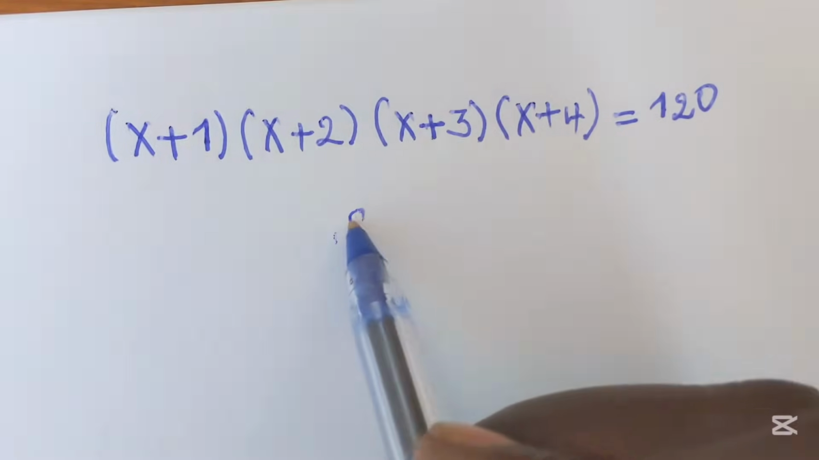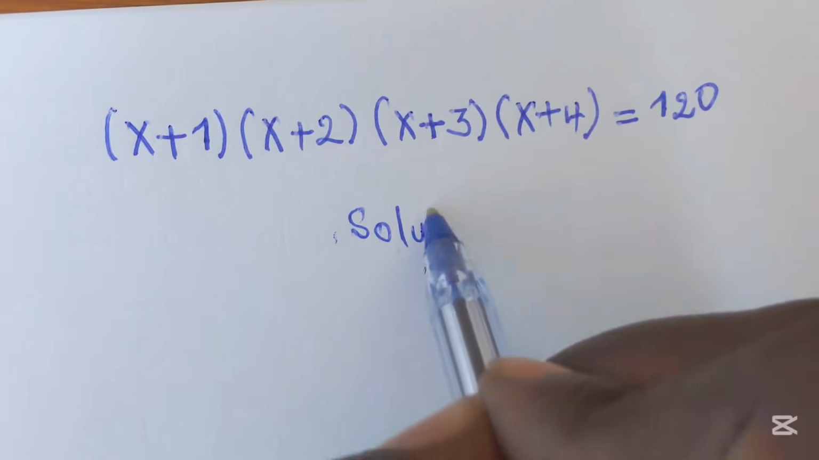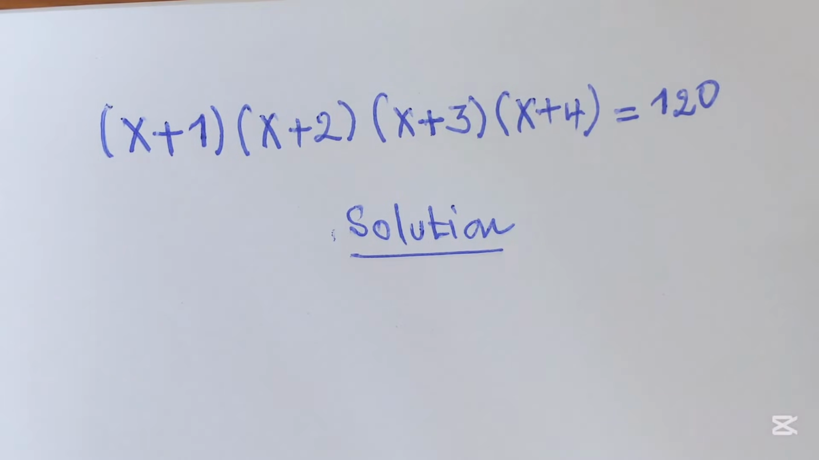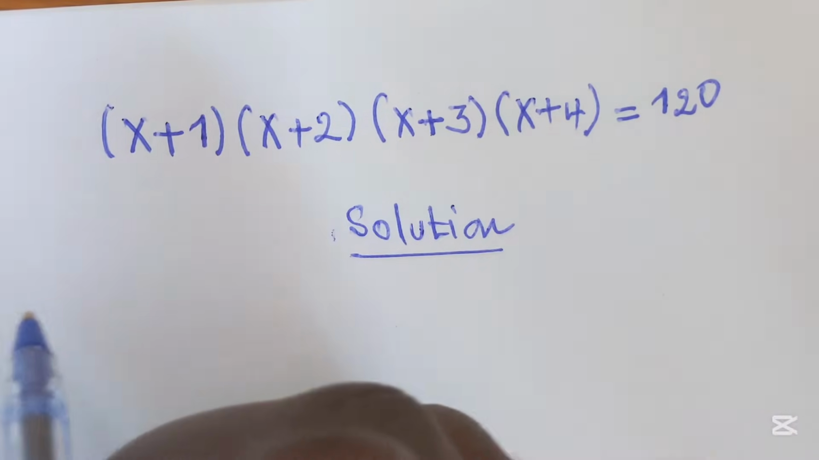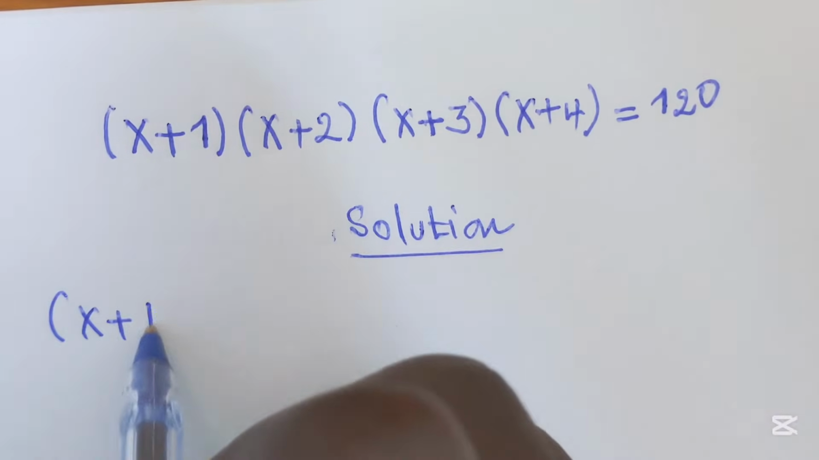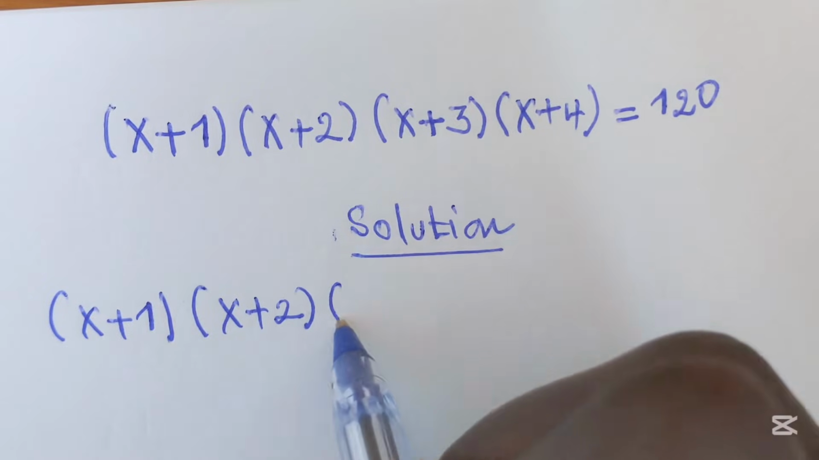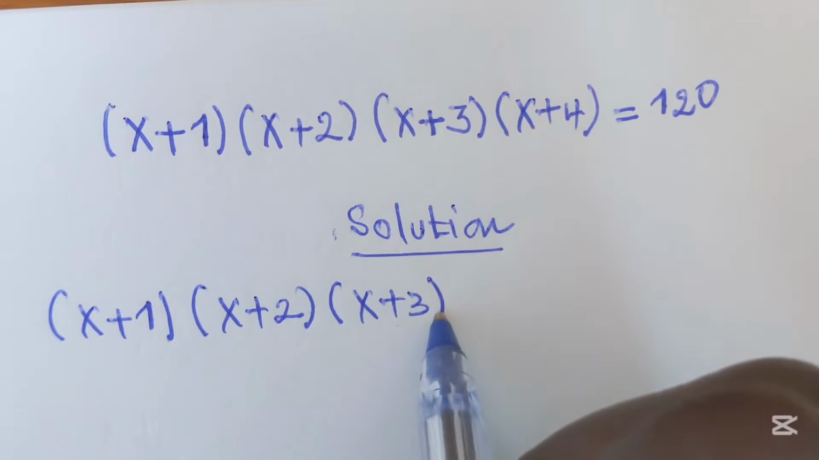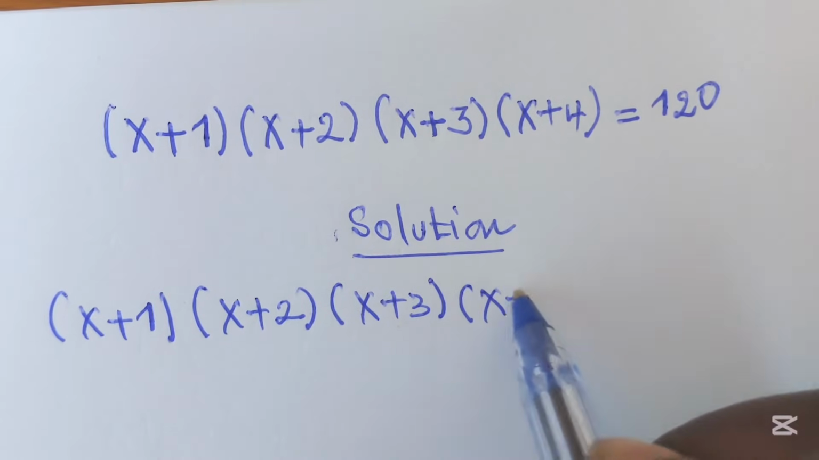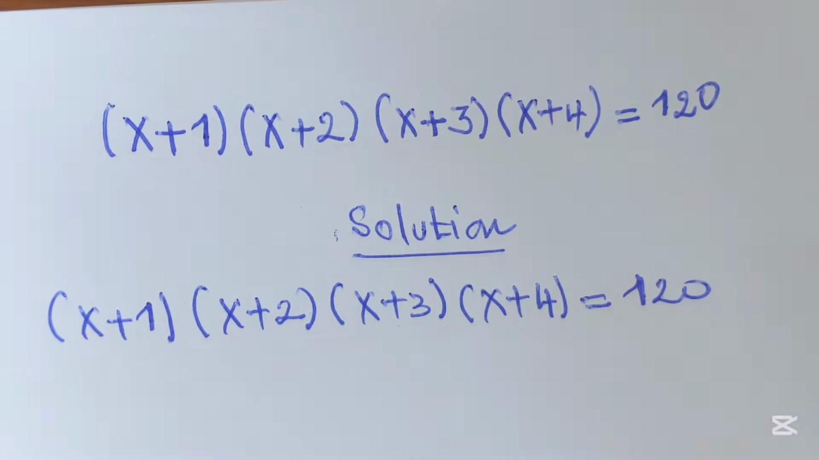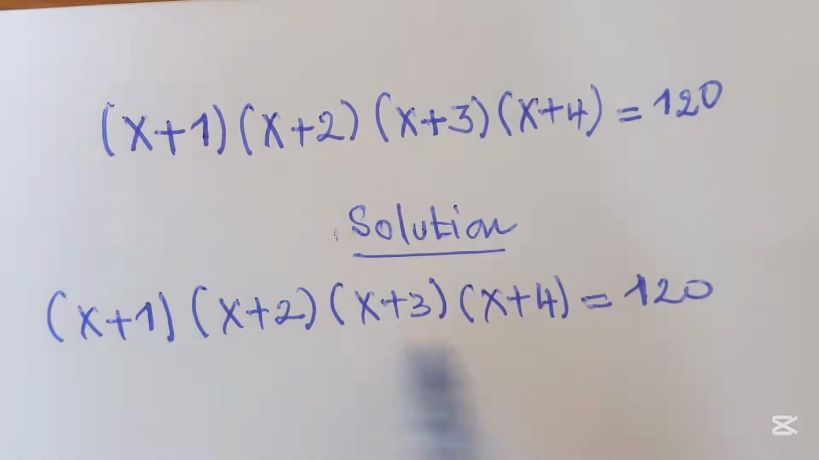Let's provide the solution to this question provided right over here. Okay, now we have given (x+1)(x+2)(x+3)(x+4) = 120. The first thing here is to rearrange the numbers we have.